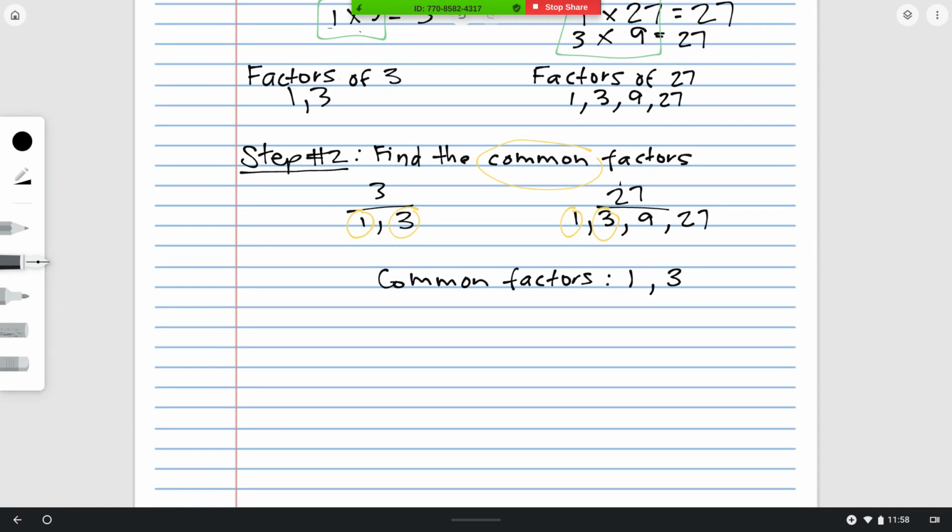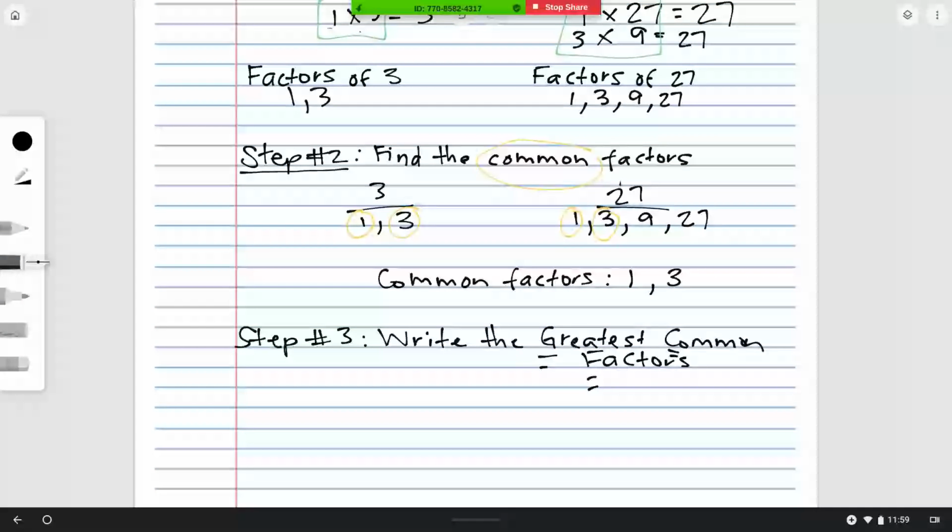All right, moving forward, we need to do step number 3. How should I write this? Find the common factors. We'll just put find the greatest common factor. Remember, greatest common factor is also known as GCF. So out of 1 and 3, the biggest one is 3. 3 is our GCF, the greatest common factor.